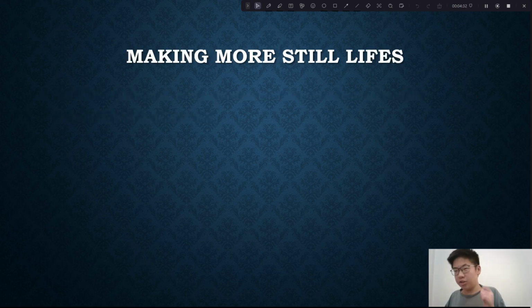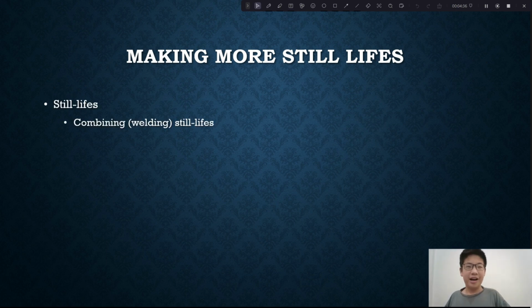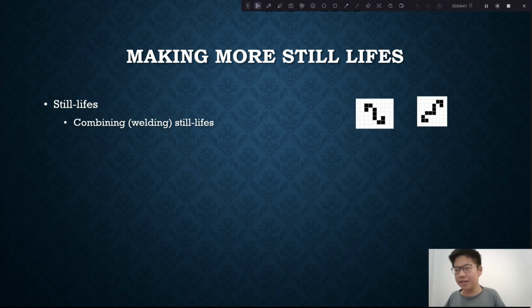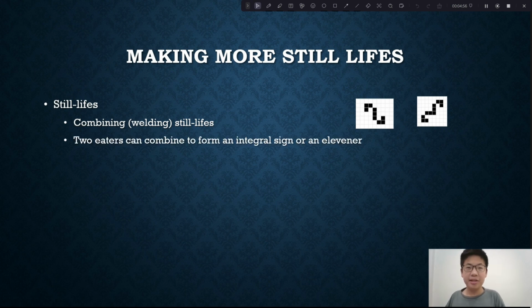So how do we make more still lifes based on the 7 we've already seen? Still lifes can be made by combining more still lifes. For example, another still life is called the eater, and it consists of 3 cells in an L formation as well as a tail, called the L tetromino. If you combine 2 eaters together, you can make the left one, called an integral sign, or the right one, called an 11er. Both preserve their eating properties for gliders.